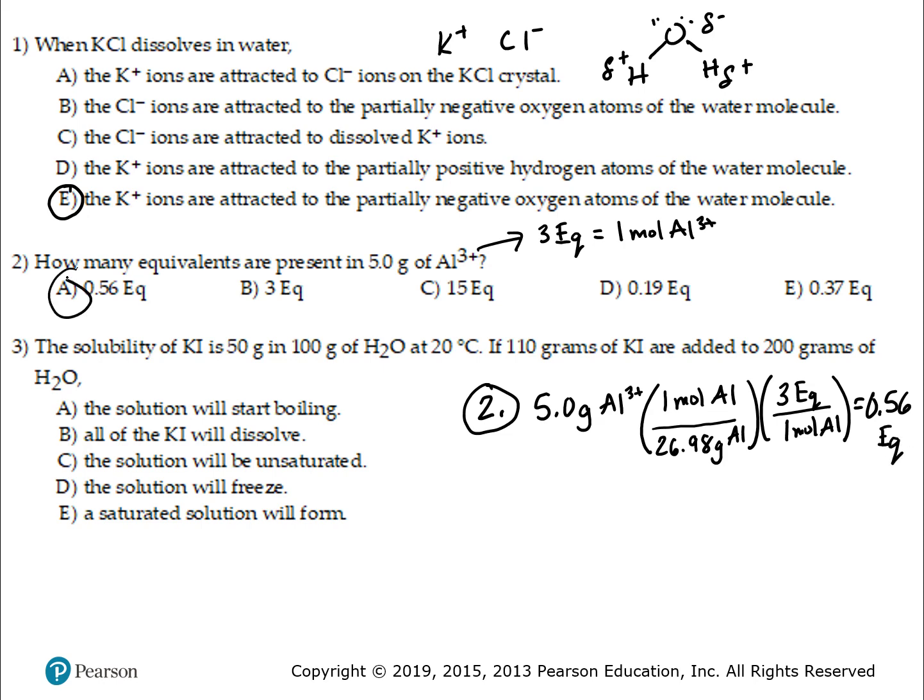So it should be A. So C is tricky because if you just took the 5 grams and multiplied by 3, you'd get 15. But you have to realize 5 grams, you need to change that to moles.